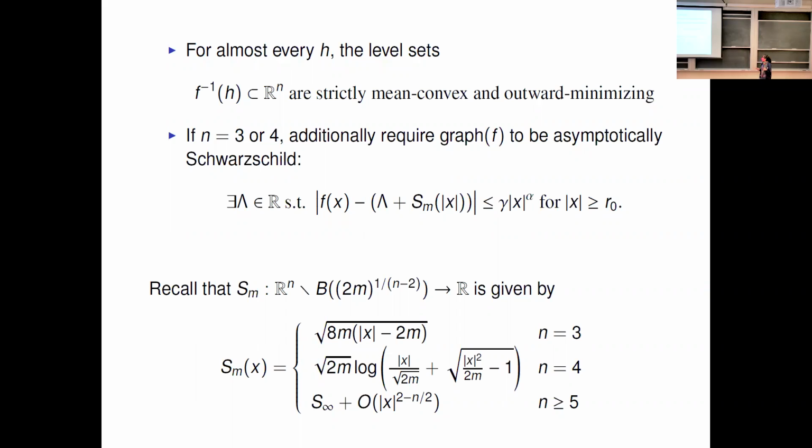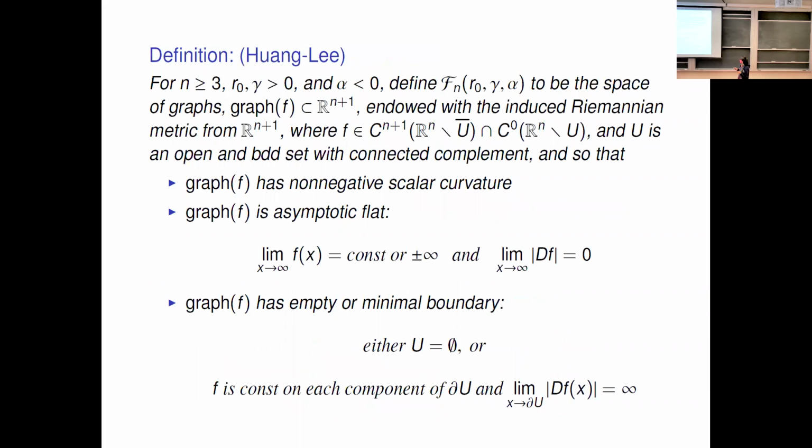And in the case of dimension 3 and 4, we require our function to be close in this sense to the function s. So we want f close to this function s, and s is the function that embeds a Schwarzschild manifold in dimension n+1, Riemannian Schwarzschild in dimension n+1. Alpha is a part of the definition. Alpha is some constant that you fix and should be less than 0.